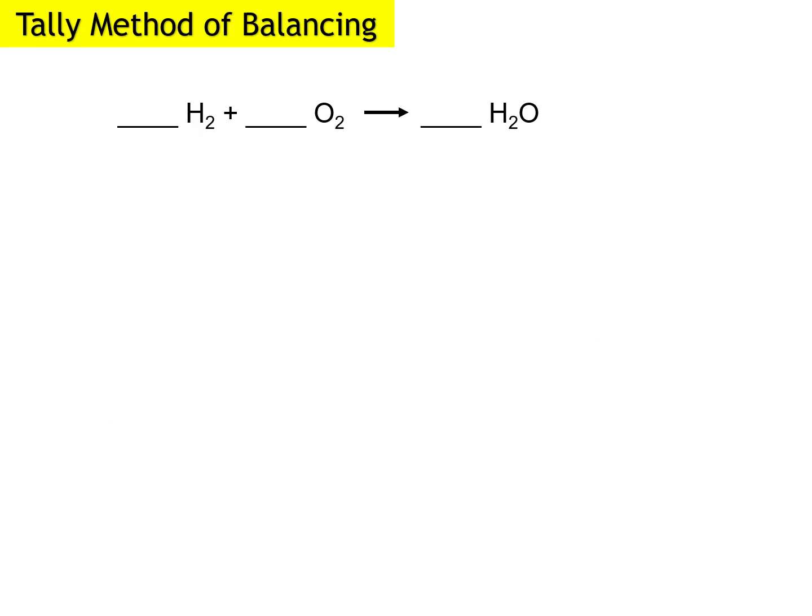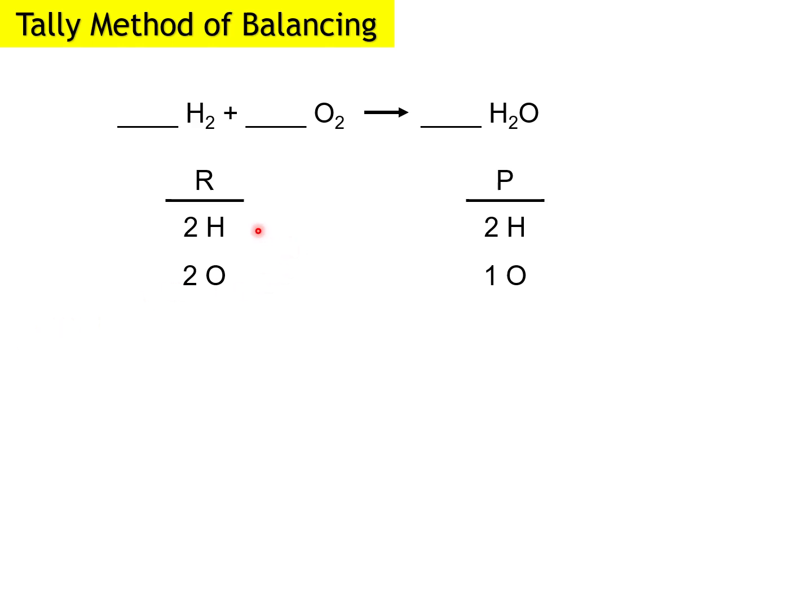So the tally method of balancing is where people typically start. All we're going to do is make a tally on the reactant and the product side of how many of each type of atom we have. And then we're just going to compare them to make sure that they are the same on both sides. I always call this bean counting.